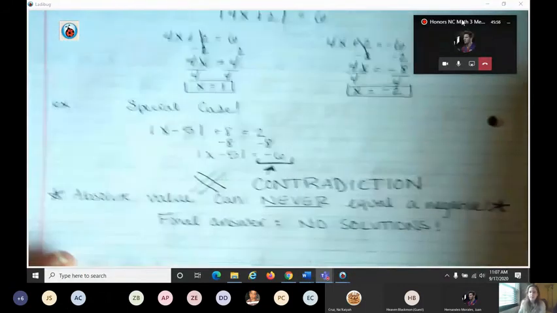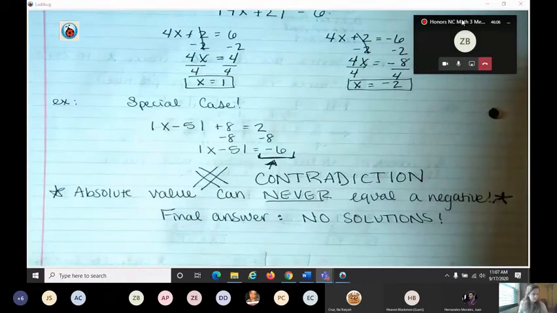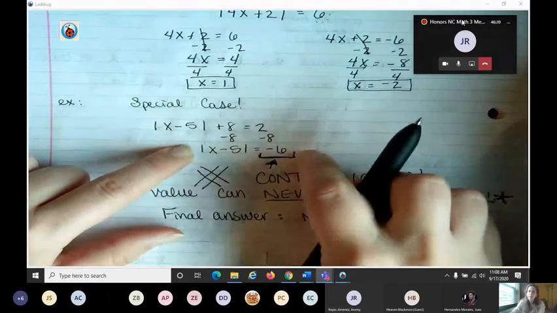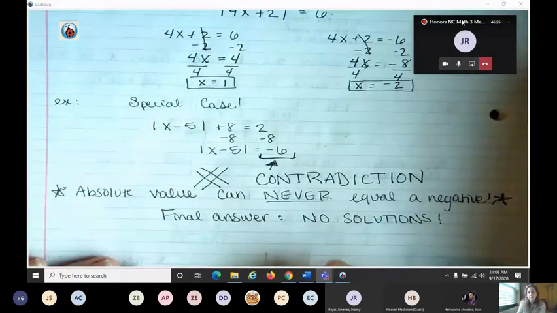Okay, what questions do you guys have about that? Does that always happen when it's a negative? Yeah, if you have your absolute value totally isolated and it's equal to a negative number, you can just stop right there and say that's a contradiction. Absolute value can't be negative. Okay. Great question. Any other questions?